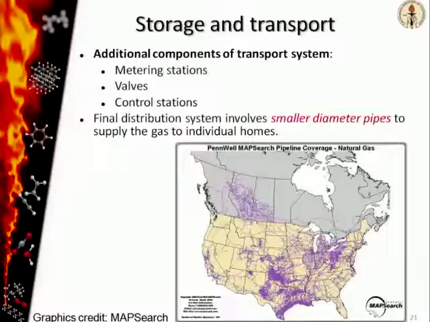You have additional components of the transport system, but the photograph over here, or the figure here, essentially shows the pipeline coverage across the United States for natural gas, and you can see that much of it is centered in the areas where natural gas is produced, and then it is taken by pipelines to the different locations where it is consumed.